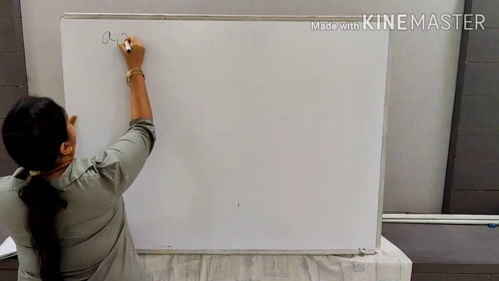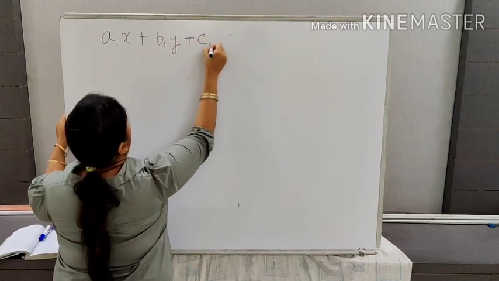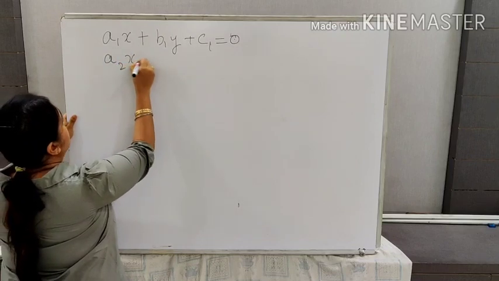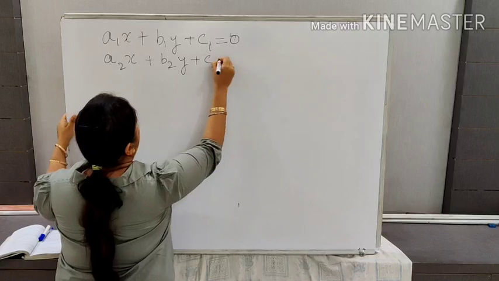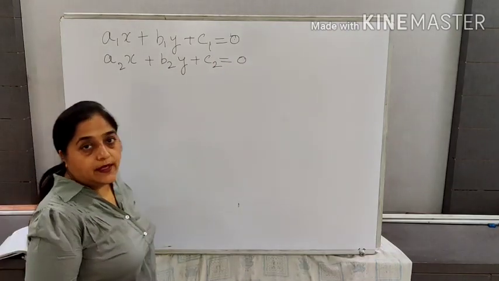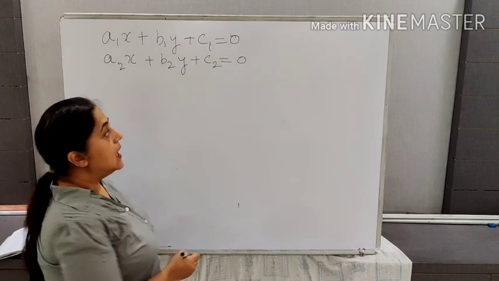We have a1x plus b1y plus c1 is equal to 0, one linear equation, and the other equation was a2x plus b2y plus c2 is equal to 0. Now, these are the pair of simultaneous linear equations. Now, how do you have to solve it? You have many methods.